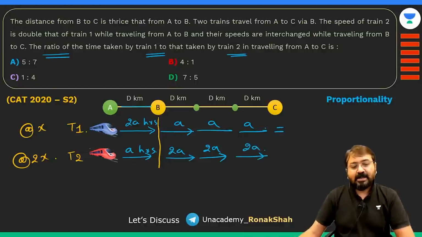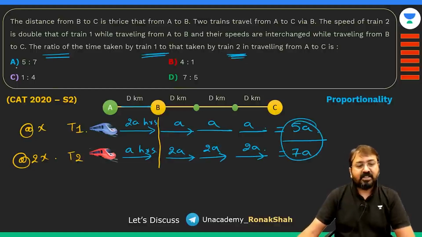So what is the total time taken by train 1? It is 5 hours. What is the total time taken by train 2? It is 7 hours. So what is the ratio of time taken by train 1 to train 2? 5 by 7. That's your answer.